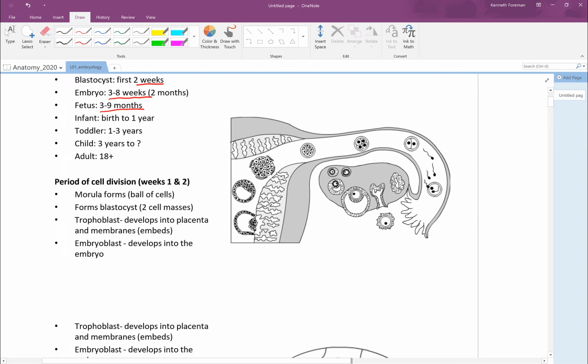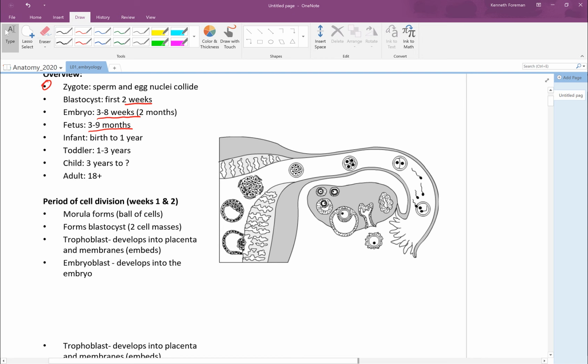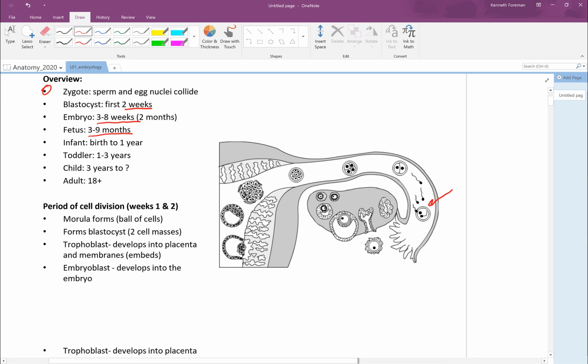Initially the zygote forms, and that would be right here at this location where the sperm and egg nuclei collide and the egg becomes fertilized. Then we start to get cell division, and eventually a ball of cells forms. This ball of cells is referred to as the morula, and that would be that object right there.